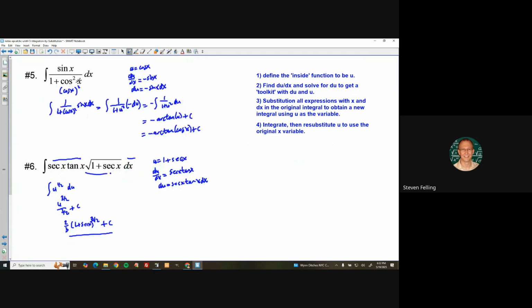But here, right, this one, which is cosine, the derivative of cosine is negative sine, and there's the sine that we need. And then this inside function here, the derivative of the secant is secant tangent, and there's the secant tangent that we need to make the du. So u substitutions will work when the inside function's derivative appears somewhere else multiplied inside that integrand.